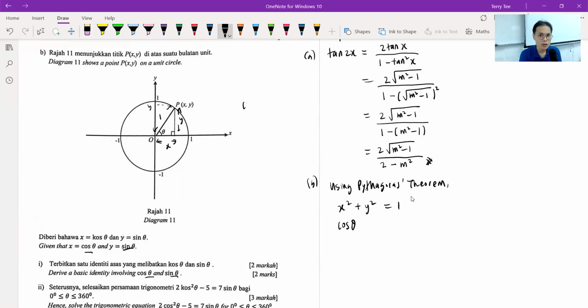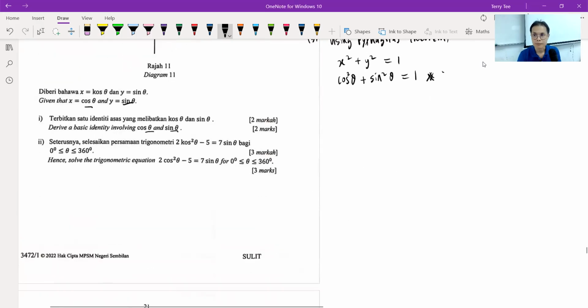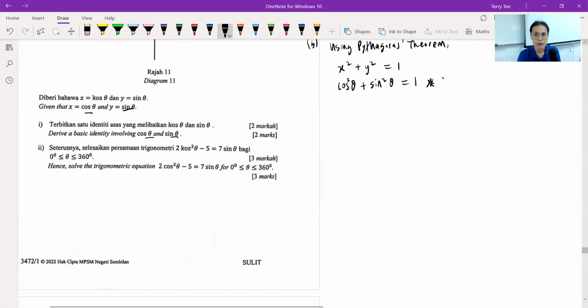Now, normally cos theta squared is written as cos square theta. We don't put the bracket square; we put the square like this. It's just a way of writing. For sine, we write sine square theta. Your outcome is 1. See, it's only 2 lines, right? So using Pythagoras, x squared plus y squared is 1. Straight away sub inside, you get your basic identity. Okay. Next, using this result, we are going to solve this trigonometric equation.